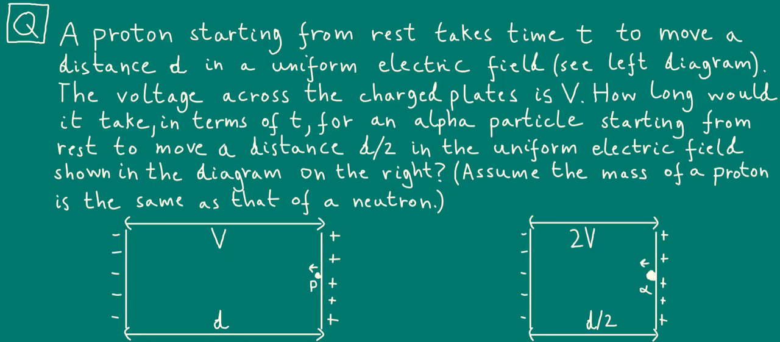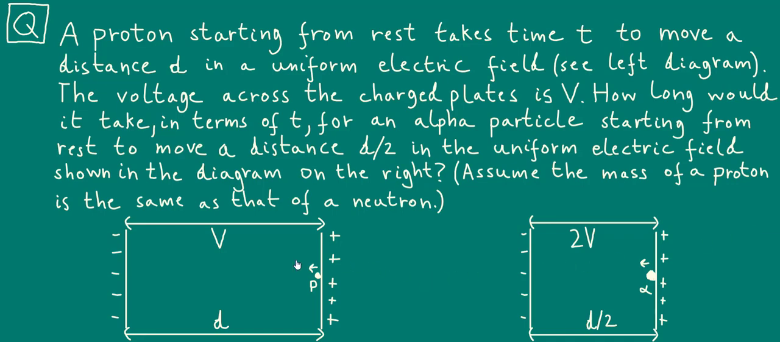A proton, starting from rest, takes time t to move a distance d in a uniform electric field. See left diagram. The voltage across the charged plates is V. How long would it take, in terms of t, for an alpha particle starting from rest to move a distance d over 2 in the uniform electric field shown in the diagram on the right? Assume the mass of a proton is the same as that of a neutron.